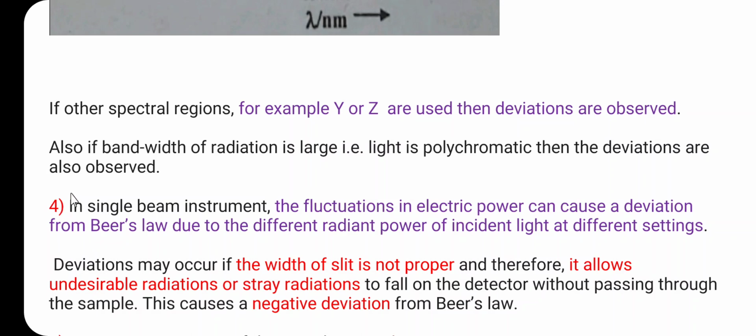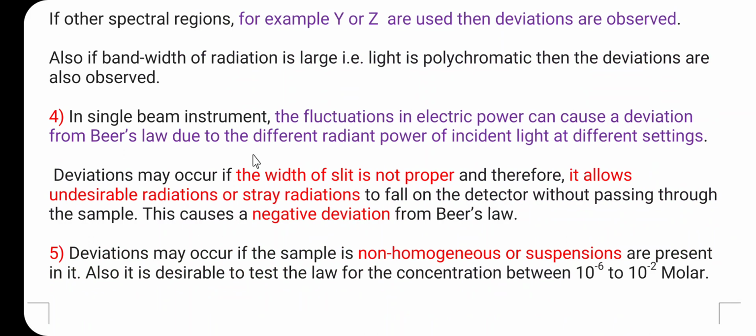Then the next point is the bandwidth. If the bandwidth of the radiation is large, that is, if we use polychromatic light, then deviations are also observed. This is the third factor which is responsible for the deviation.